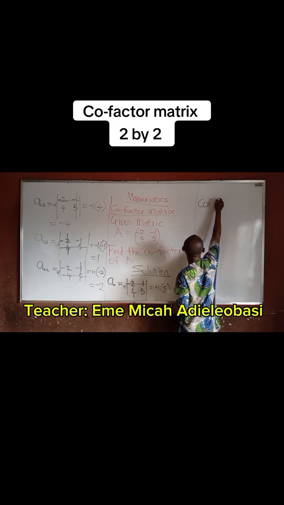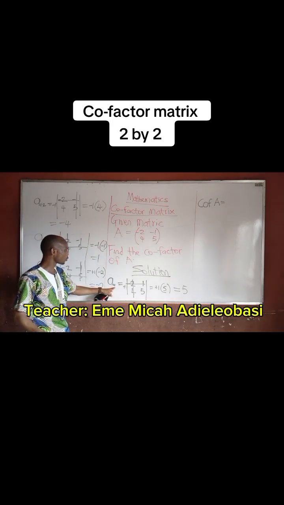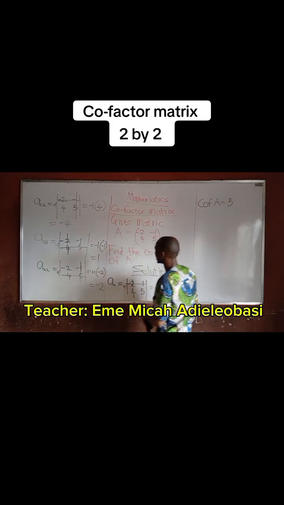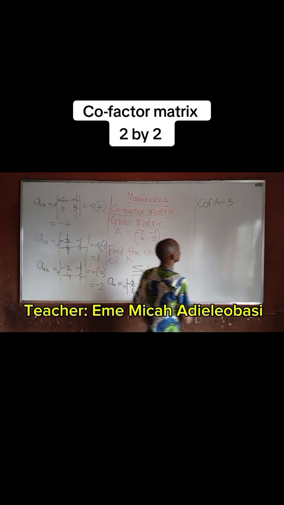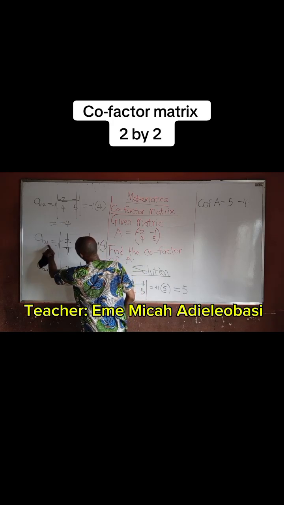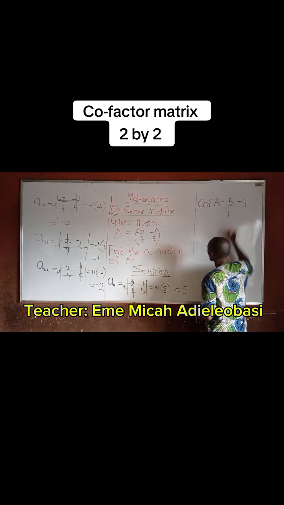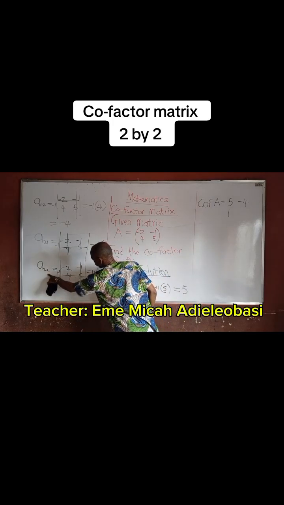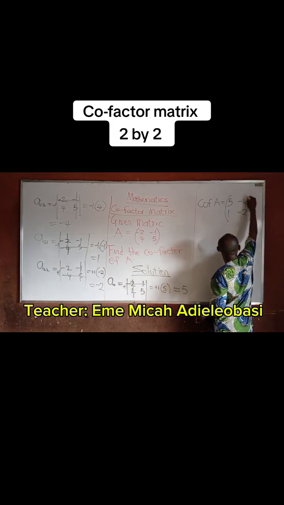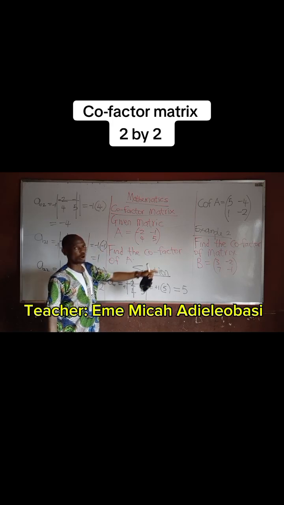The symbol for cofactor is given as COF. Cofactor A is equal to, our A11 is equal to 5. So we write 5. Our A12 is equal to minus 4. Our A21 position we got 1. And our A22 position we got minus 2. So this is now the cofactor matrix.